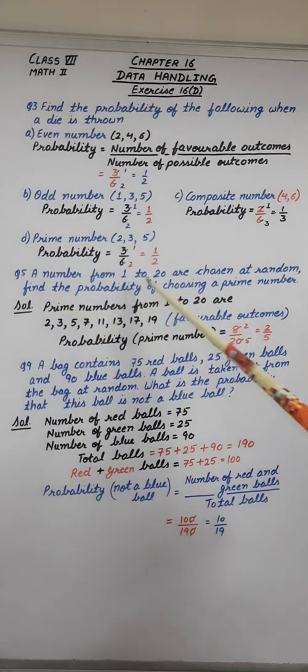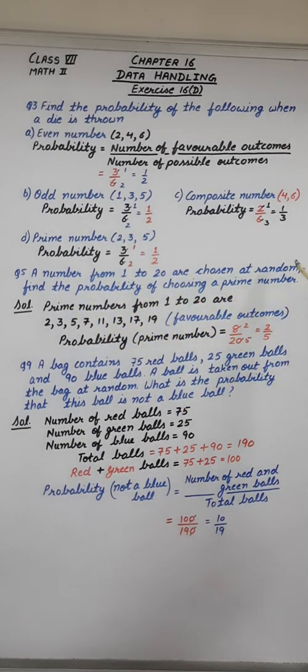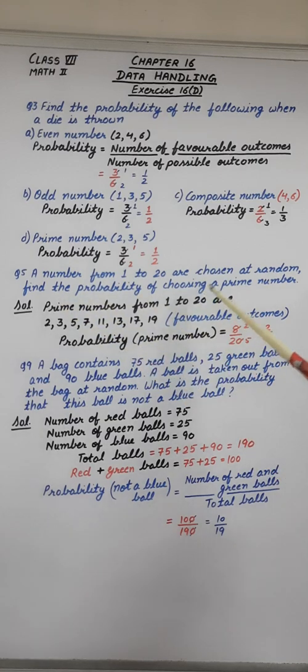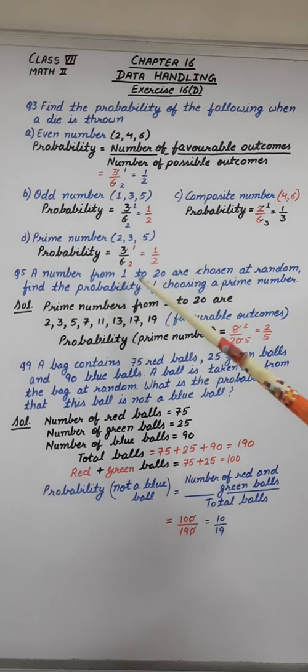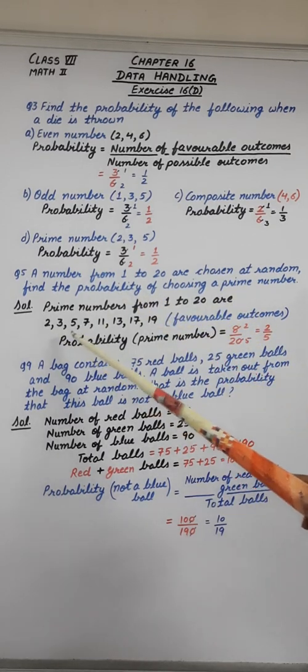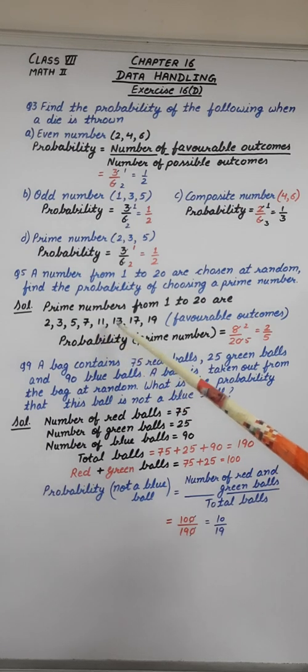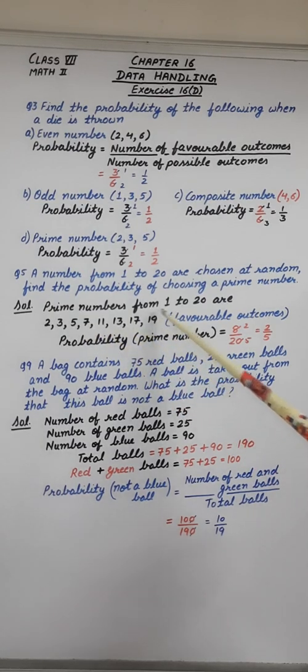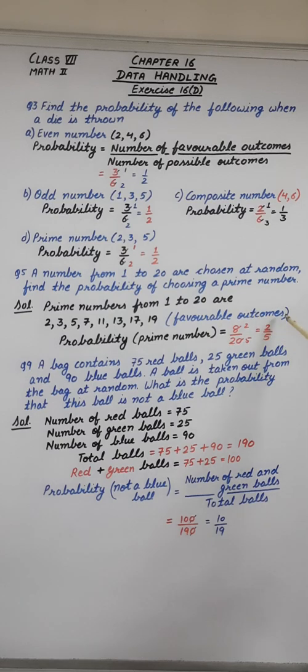Next, a number from 1 to 20 is chosen at random. Find the probability of choosing a prime number. Now, 1 to 20, let's write all the prime numbers from 1 to 20. So, these are 2, 3, 5, 7, 11, 13, 17, 19. So, these are the favorable outcomes here.